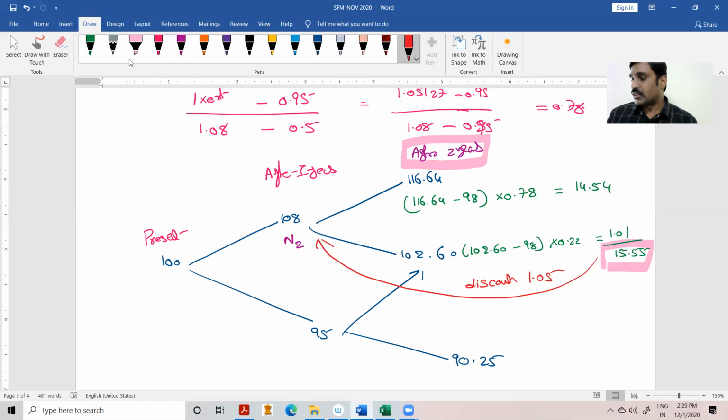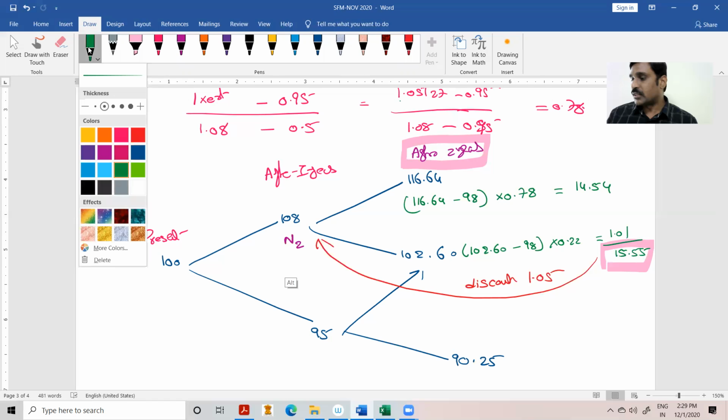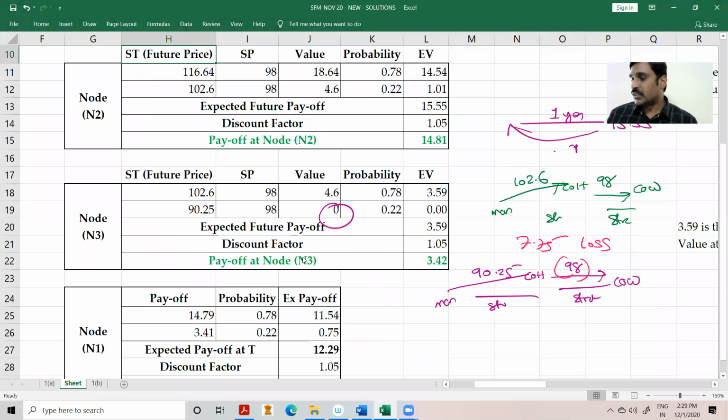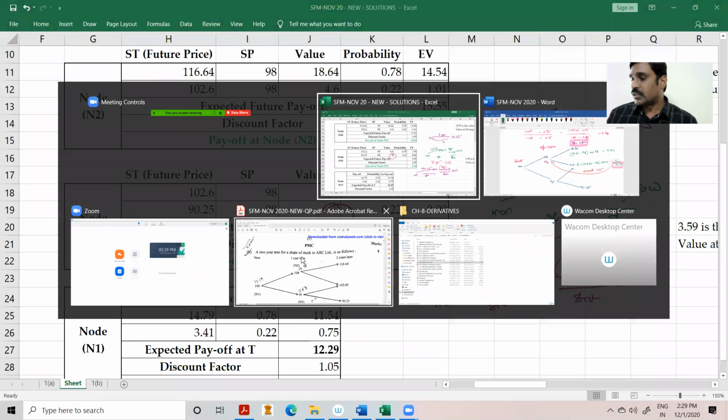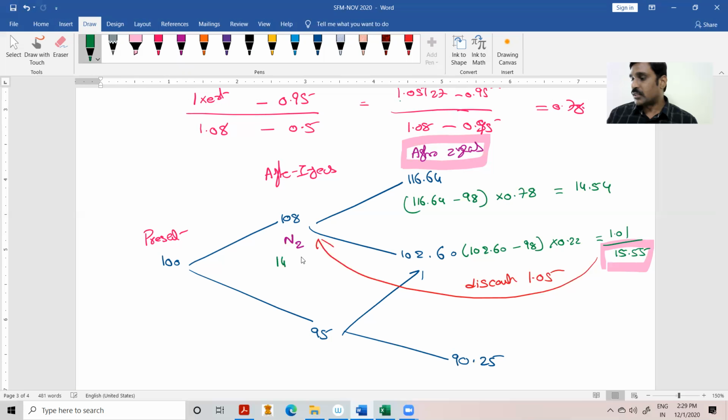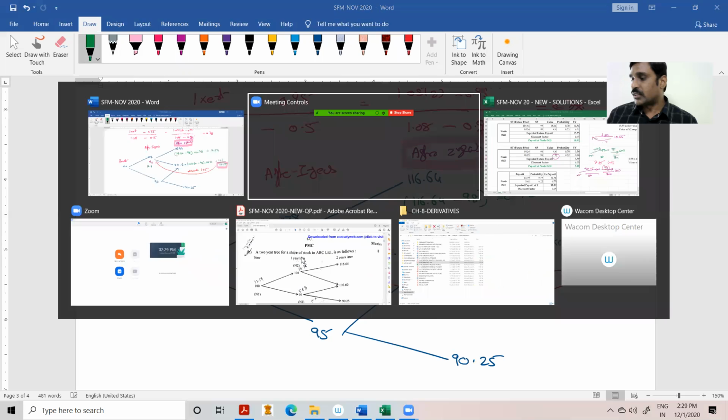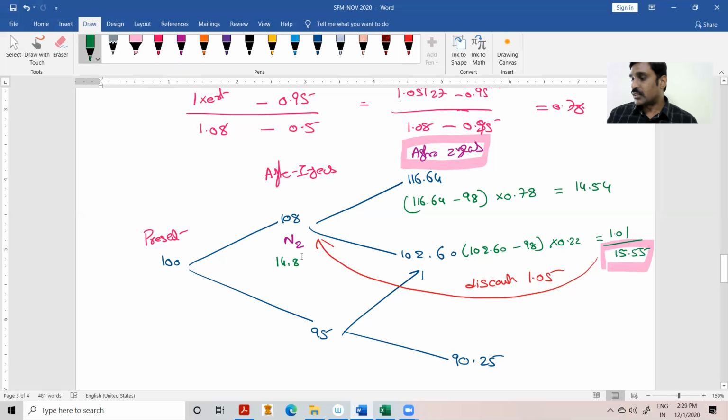So here we'll get our main answer, 14.81. In the node, this is our answer. 14.81. I am putting the green color. That is the main answer. The main answer is in green color. Okay, right. 14.81.